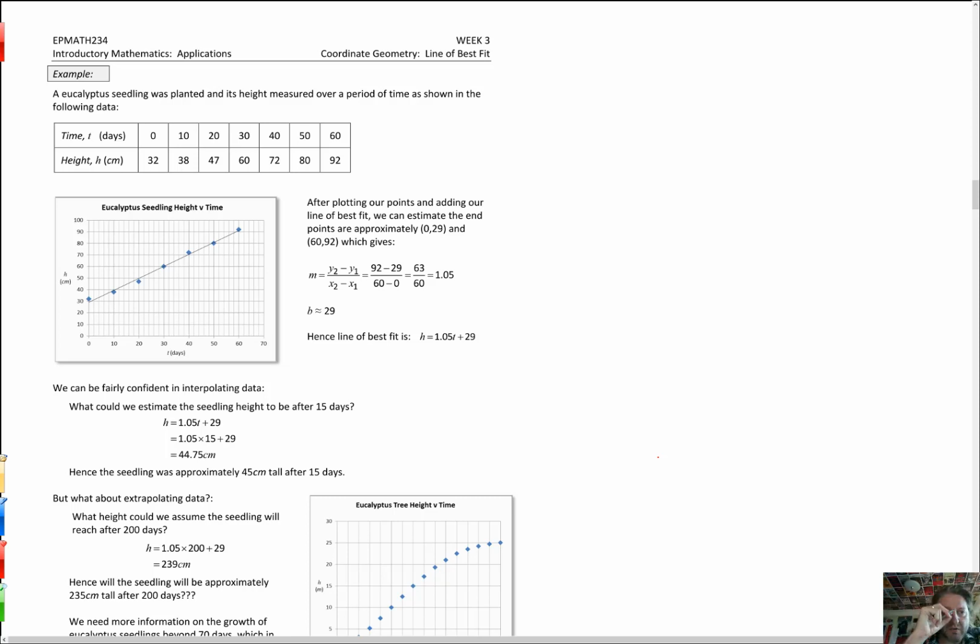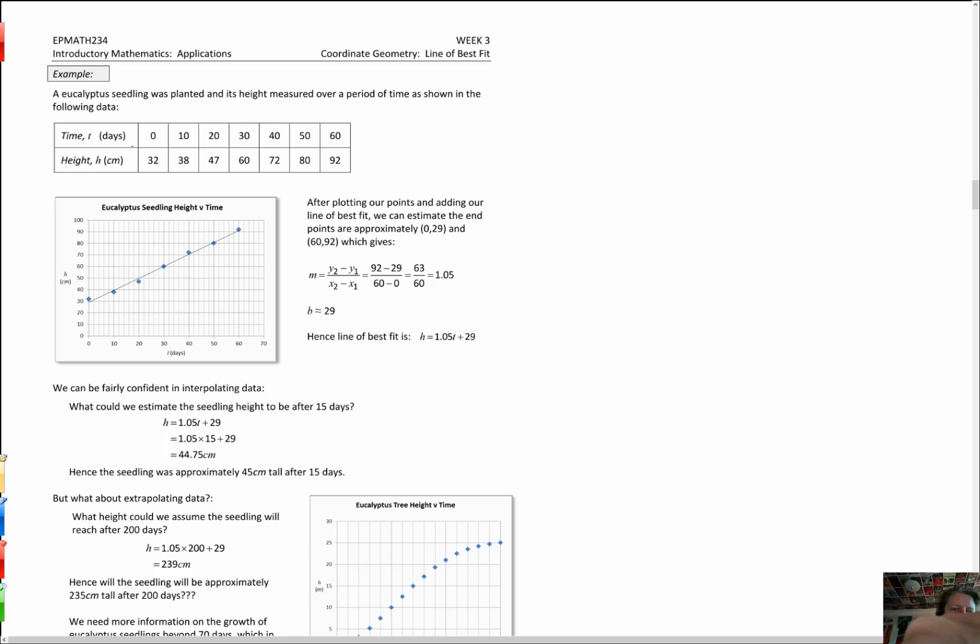Here we had an experiment where we measured the height of a eucalyptus seedling. We bought it at 32 centimeters high at 0 days, and we planted it, and then it kept growing, not by the same amount. It looks like it grew 6 centimeters in the first 10 days, and then 9 centimeters in the next 10 days. Okay, there's a bit of variation, but when we sketch it, here's my line of best fit.